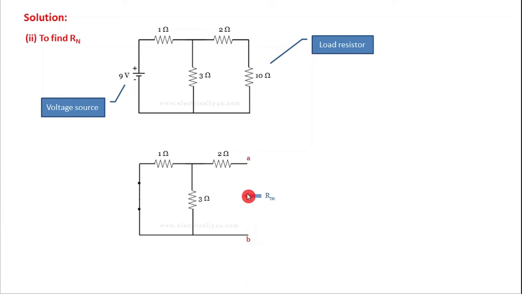Okay. And here we have to find out the Norton's resistance. If you observe the circuit, 1 ohm and 3 ohm are in parallel, and this parallel combination is connected in series with this 2 ohm resistor. So easily we can write the Norton's resistance as 2 plus 1 into 3 divided by 1 plus 3, which gives 2.75 ohm. So we have got the Norton's resistance.